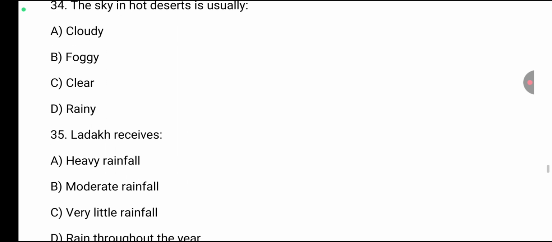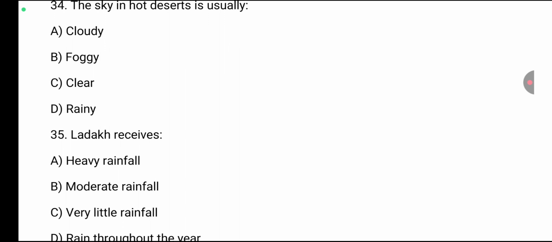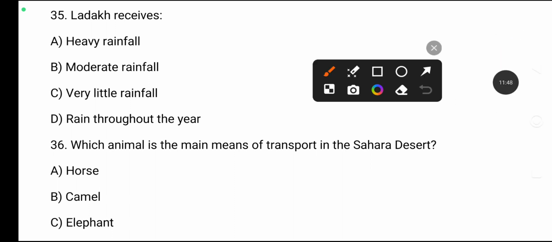Okay. Now moving on to question number 34. The sky in a hot desert is usually cloudy, foggy, clear, rainy. It is clear. Okay. Moving on to question number 35. Ladakh receives heavy rainfall, moderate rainfall, very little rainfall, rain throughout the year. Answer will be C. Very little rainfall.